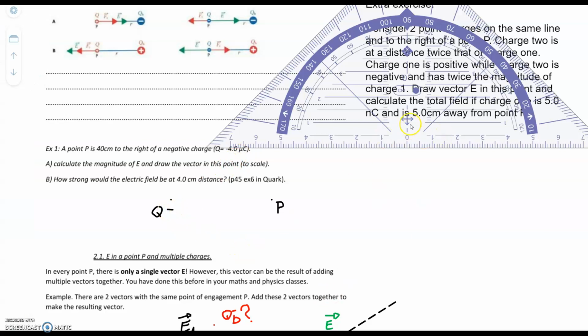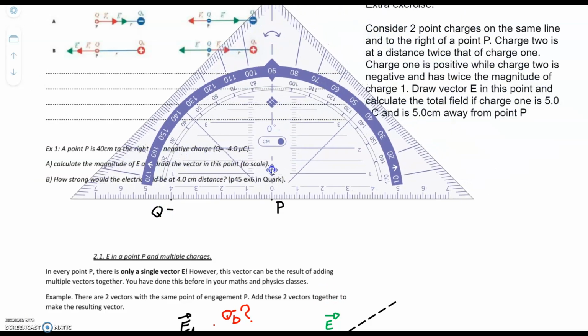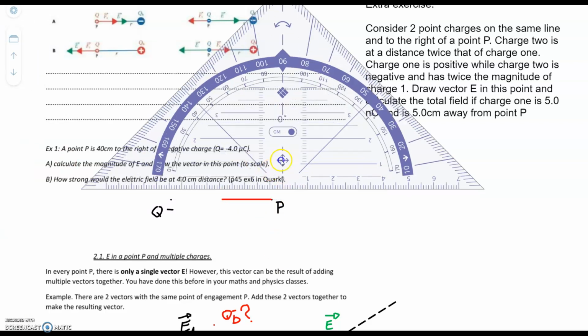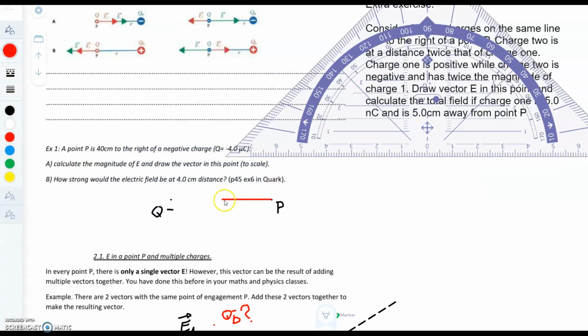What is the consequence of that one being a negative charge? Well, that means that we have to draw our field vector towards it in this case. Had it been a positive charge, you would have had to draw it in the opposite sense in this case. Now, having done that, we're going to calculate how strong this field really is.